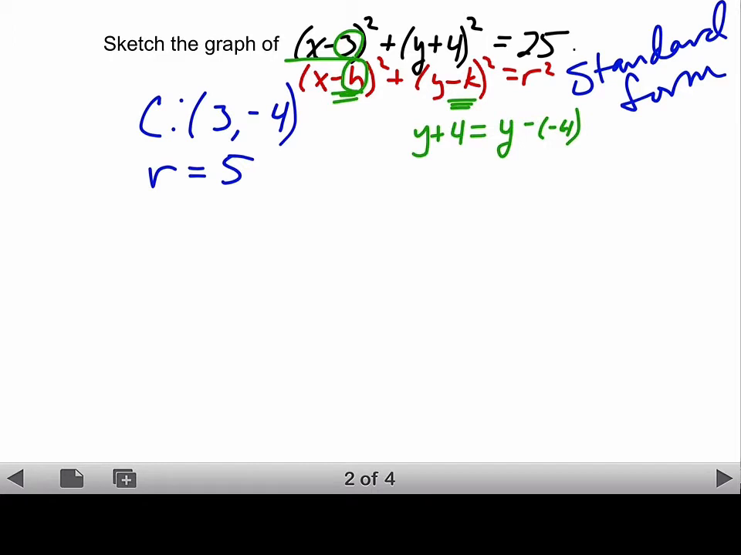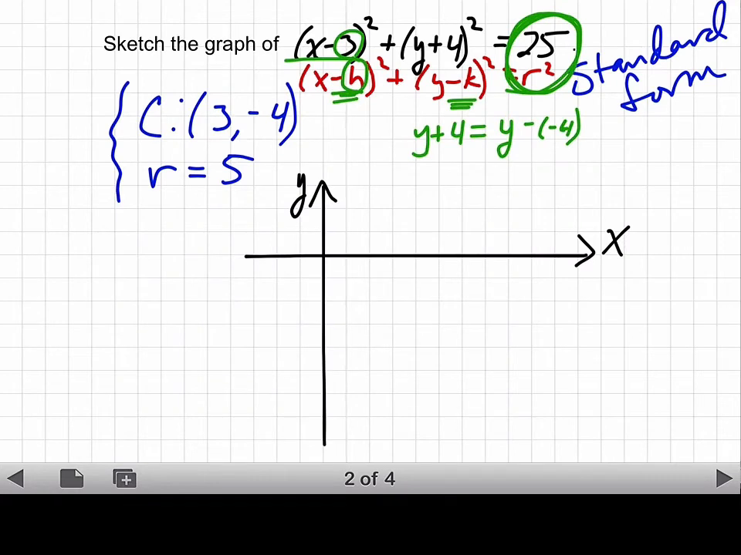Let me just repeat. We're going to change the signs on what we see inside the parentheses when we have the equation of a circle in standard form. The second thing I want to point out is that it's r squared on the other side of the equation. And so if I see that the radius squared is 25, that must mean that the radius itself is 5. Well, now that I have the center and the radius, I can go ahead and sketch the graph of the circle. So here I have my set of axes, and let me label the coordinates 3 and 1, 2, 3, negative 4.